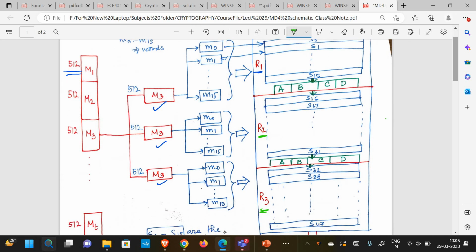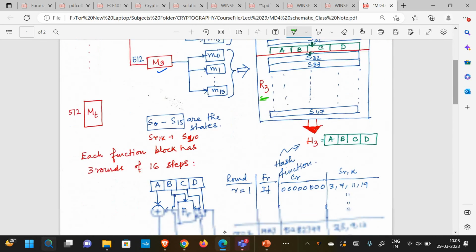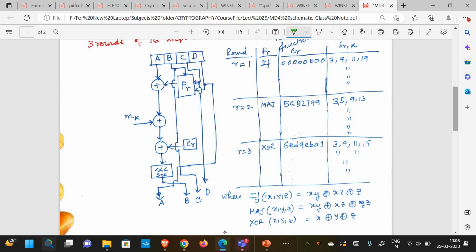Also, as I told you last day, for each individual round we come across a scenario like this, where for ABCD, suppose this is my initialization of H0, there will be a configuration of this nature for all 4. There is an XOR operation that we do over here. Then the message comes in, and that also gets XORed. Then there is a third XOR with a constant, CR. And as I told you, in round 1 the states undergo a function, which is the IF function. So FR is equal to the IF function.